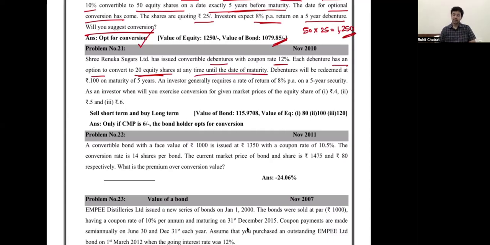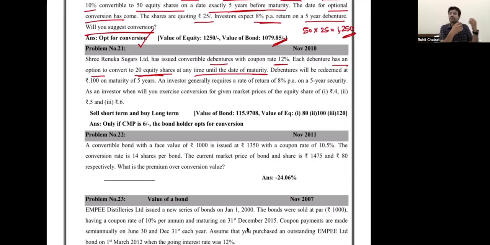Now, if you look at it, this conversion date is not a particular point in time. It is actually a period. An investor has an option to convert one bond into 20 equity shares any time until its maturity. So this is a conversion period. Let us say the bond has a maturity of 5 years; at any point over the next 5 years, I can choose to convert. I can choose to convert today, or 2 years later, 3 years later, or so on. This is referred to as a conversion period.